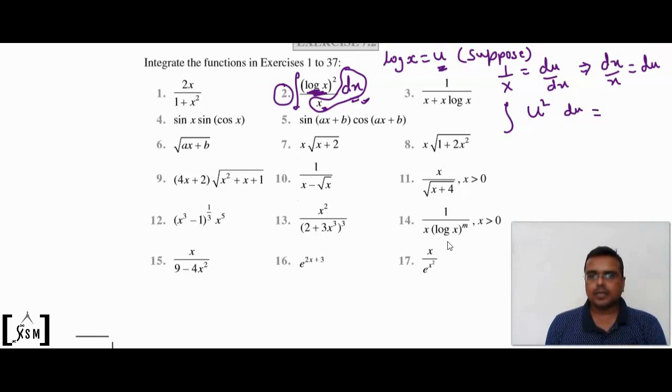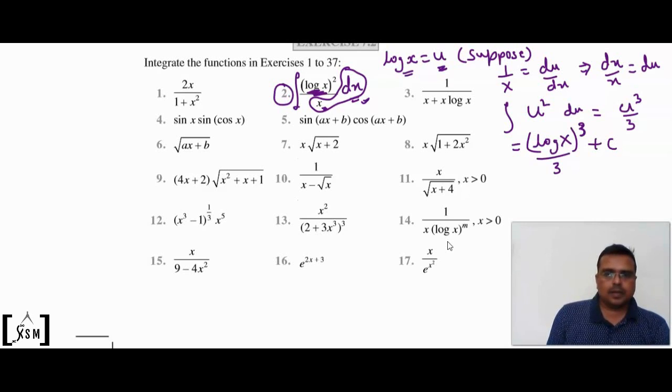And we know that integration of u square is u cube over 3, right? Okay, done with integration, we'll just replace the u value what we had supposed. So log x whole cube over 3, right, plus c. Let's do next question.